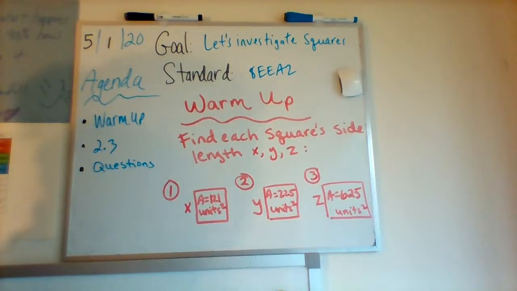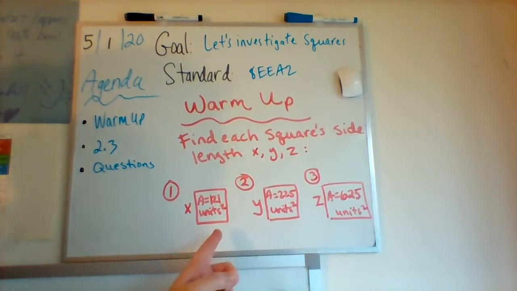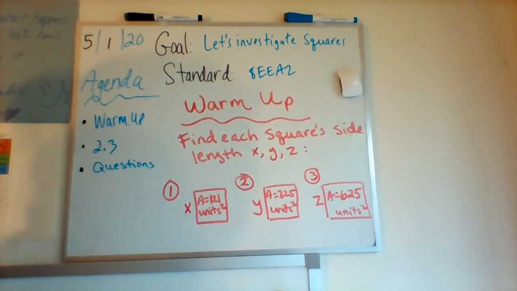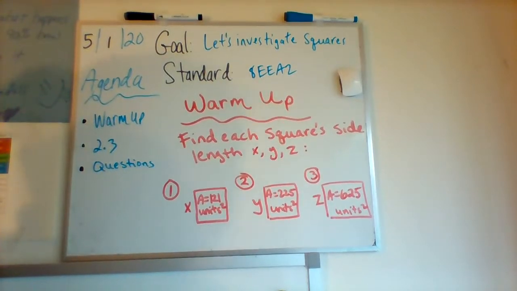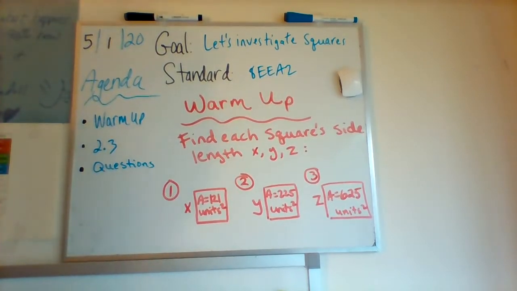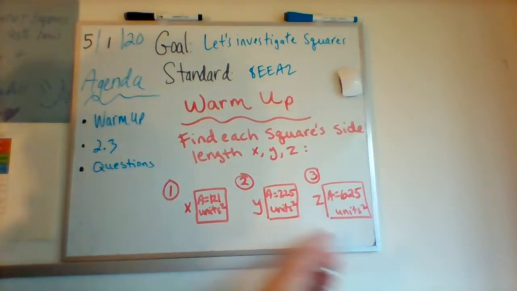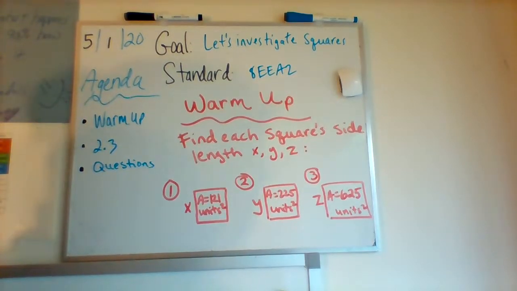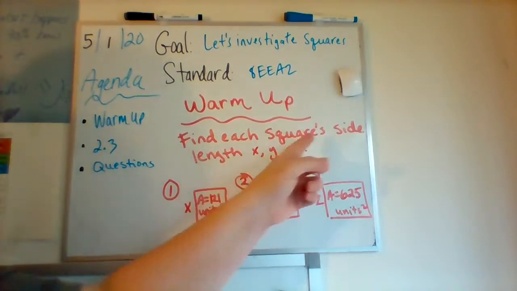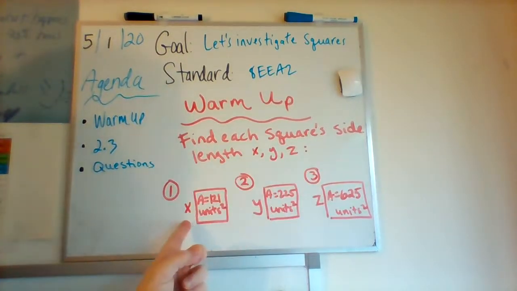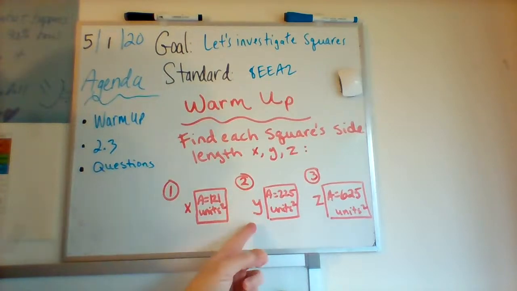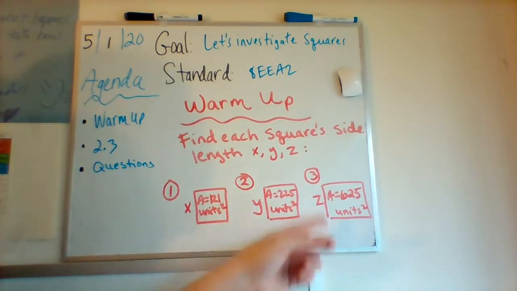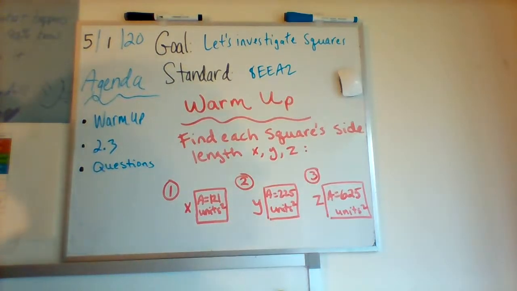So the area for square number 1, it says 121 square units. I hope you guys can read that okay. For number 2, it says that the area is 225 square units. And for number 3, it says that the area of the square there is 625 square units. Your job is to find the side lengths, x, y, and z. So for number 1, the side length is called x. For number 2, the side length is called y. And for number 3, the side length is called z.